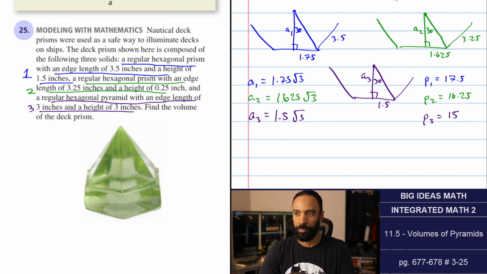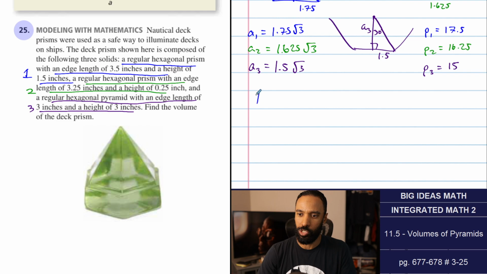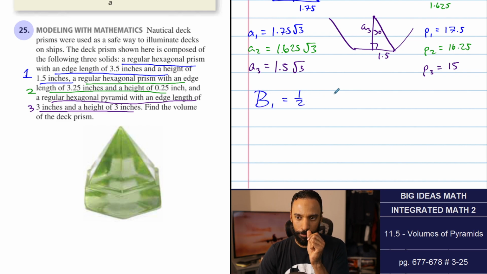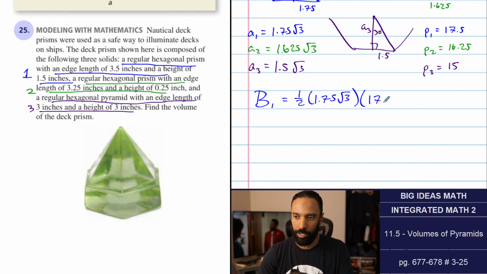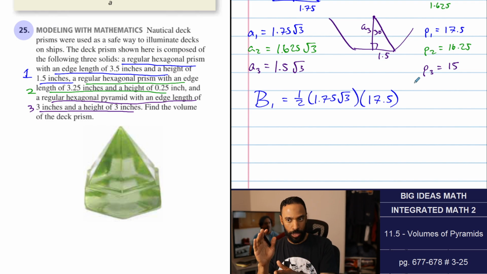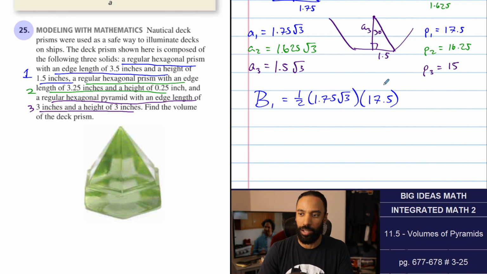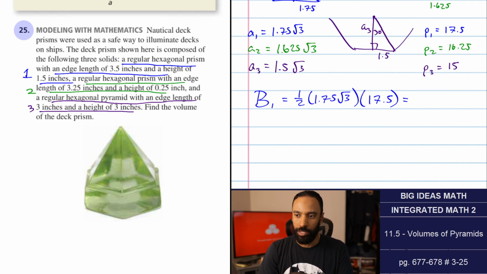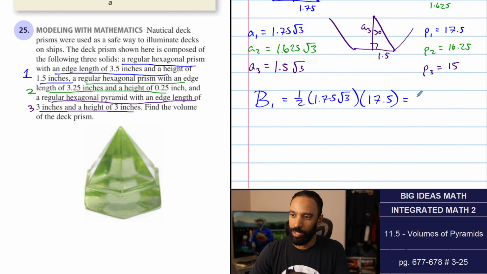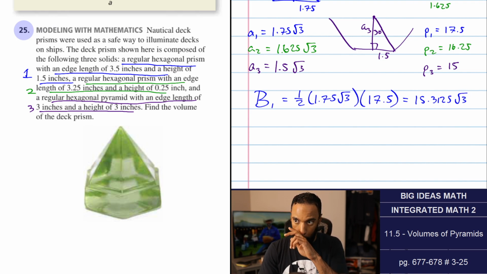Okay, so what are we doing? We're trying to find areas of these bases. So area of base 1 is 1/2 apothem times perimeter. I feel like I don't want to round anything. In fact, I don't need to. I'll get exact values. We'll just have some decimals with them. So 17.5 times 1.75, that's almost a square of something there, divided by 2 is 15.3125, and there's a root 3 there. So there's area of the first base.